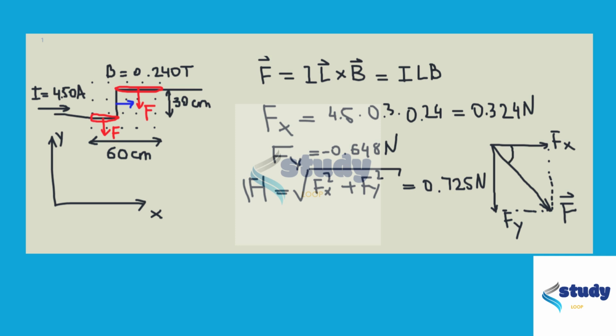And in order to find the angle that will describe this vector, angle phi equals arctangent of Fy divided by Fx, and this equals minus 63.4 degrees. That's it.